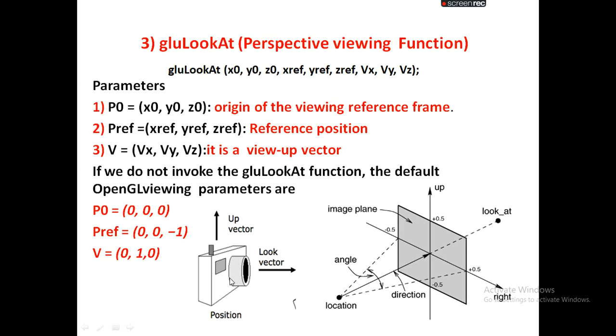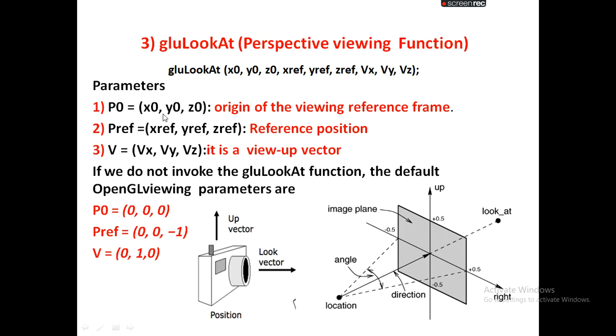Whenever we want to capture any image using a real camera, we need to define three things. First, you need to define the position of the camera. That is nothing but P naught. When you define the position of the camera, you select the origin of the camera, so we are selecting X naught, Y naught, Z naught.